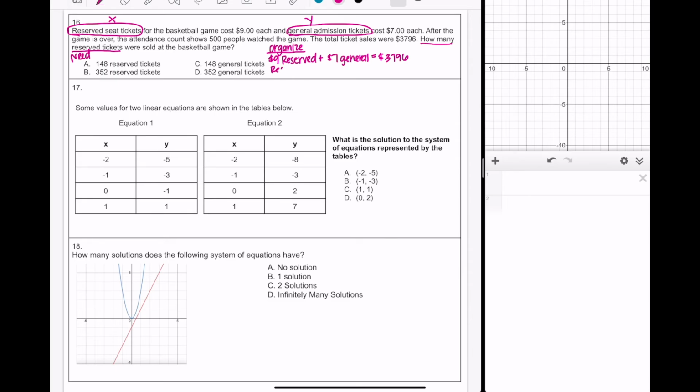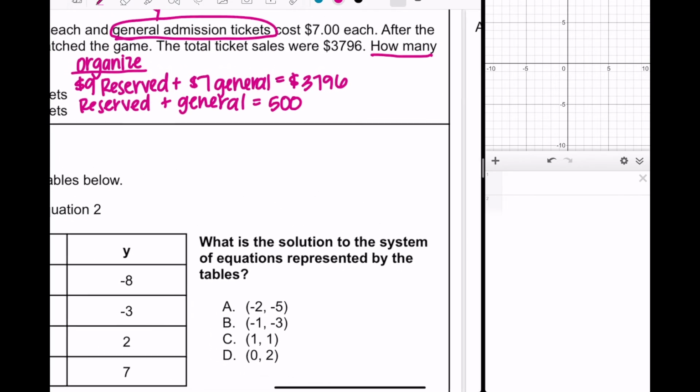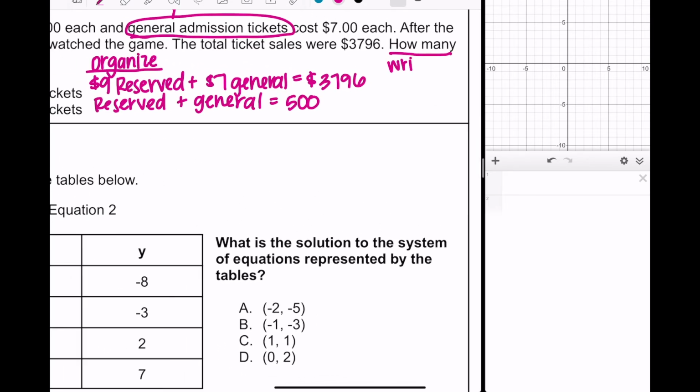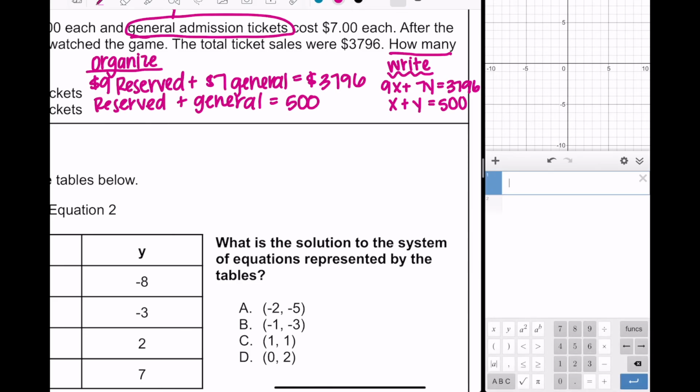Then we have some money about how many people total there were, or how many tickets total. So then reserved plus the general admission was a total of 500 tickets. And that's where our two equations are going to come from. Okay, so that would be 9x plus 7y equals 3796. And then x plus y equals 500. All right, so we need to find that solution point.